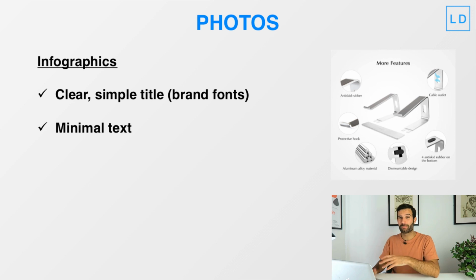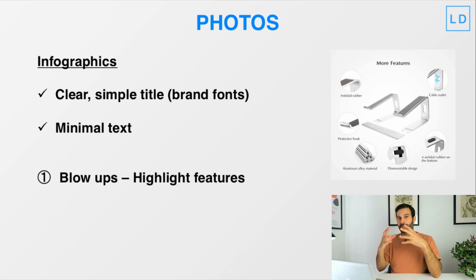Okay, so there's 3 types of infographics you should be using. The first are blow-ups. And these are basically used to highlight the key features of the product. So if you look at the image on the right hand side, this is a great example. What you have is a main image of the product surrounded by blow-ups of the key features of the product that are basically going to provide the key benefits to the customer buying this product.